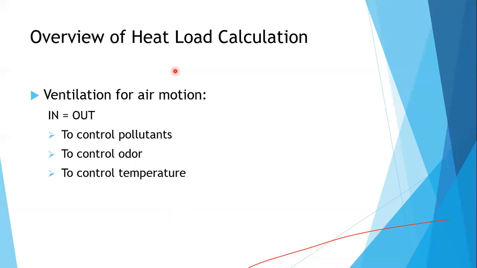Ventilation is also for air motion, to move air accordingly. Okay? Why do we want to move air? We want to move air so that we can control the pollutants, we can control the odor, and we could control the temperature. Pollutants may be something that's hazardous, for example, acids, solvents, odor, the foul smell, and temperature, so that the cold air, or the hot air, doesn't go to the cold spaces. So that's why we use ventilation.